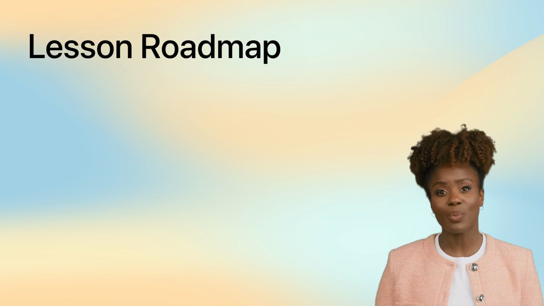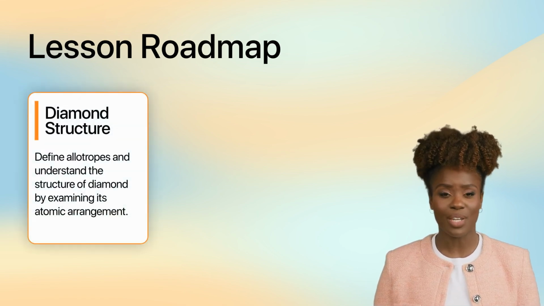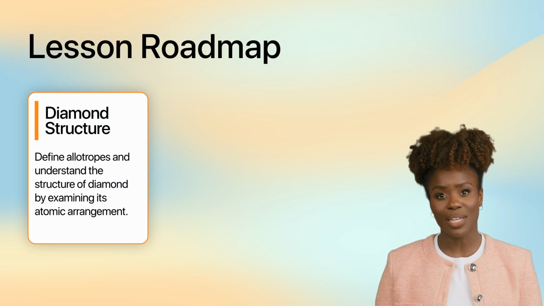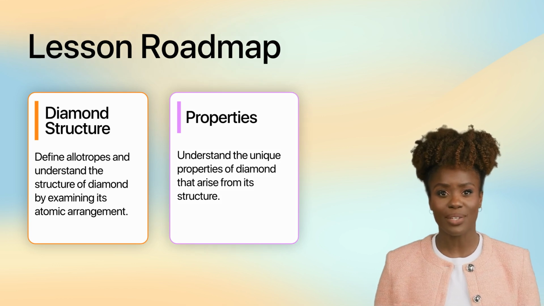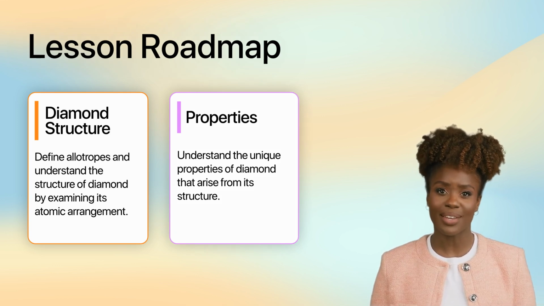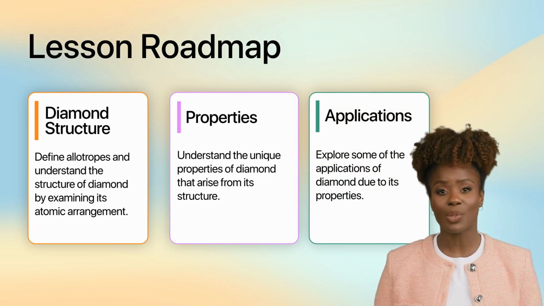In today's lesson, we will first define allotropes in order to understand the specific structure of diamond by examining its atomic arrangement. We will then move on to understand the unique properties of diamond that arise from its structure. And finally, we will explore some of the applications of diamond due to its properties.